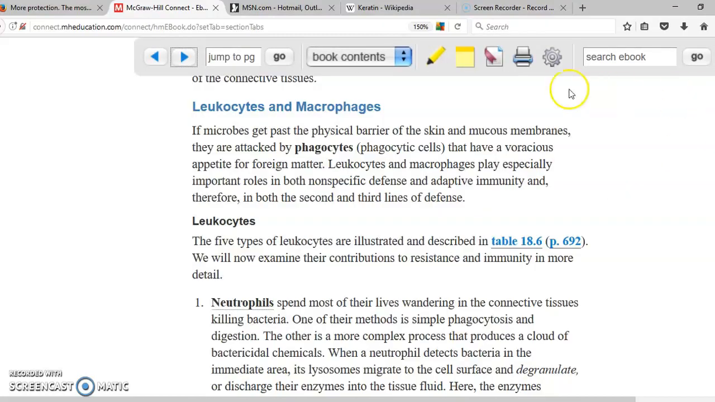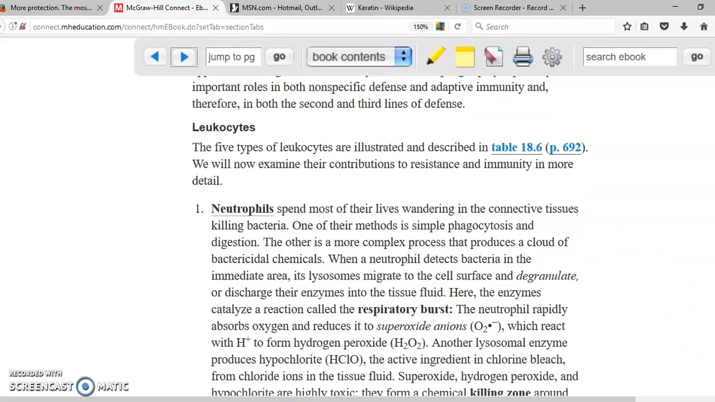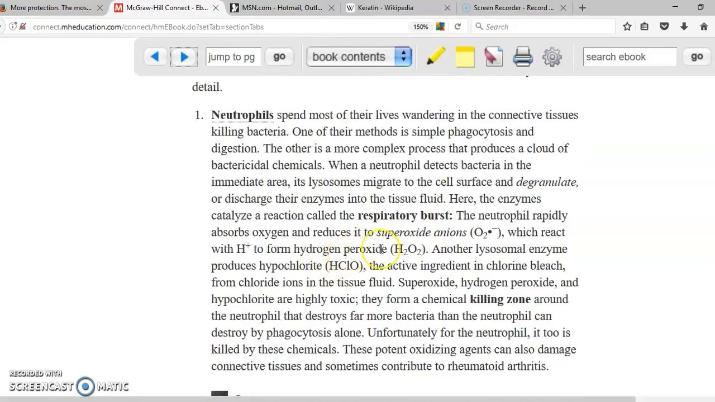The next one that is also non-specific is the leukocytes as well as macrophages, in other words, cells. The leukocytes are going to be the white blood cells. Neutrophils are the main cells that are going to be in charge of destroying microorganisms based on phagocytosis. But another one even more important than that is that neutrophils are going to use chemicals, superoxide, hydrogen peroxide, as well as hypochlorite. These are very important chemicals that are going to cause destruction of most of the microorganisms that are going to be available in that specific area. Unfortunately, neutrophils are going to be destroyed as well.